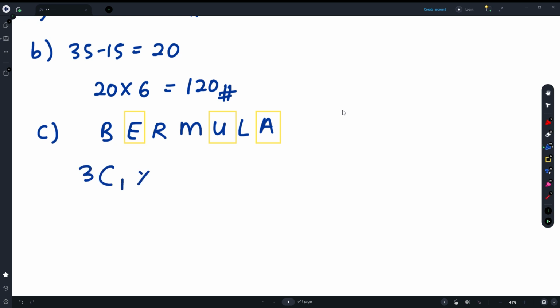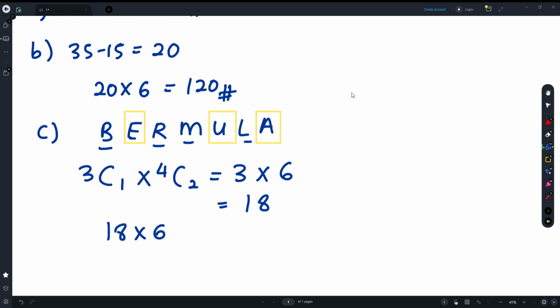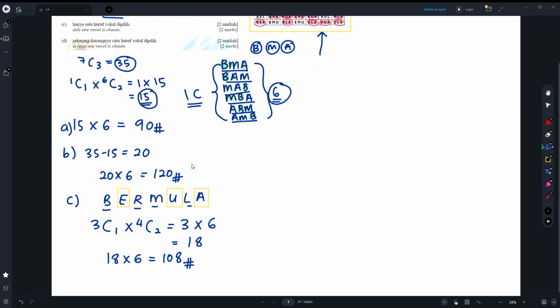I'm going to choose one of them and then balance the consonants 1, 2, 3, 4. From the 4, I'm going to choose another 2. So here I'll end up getting 3 multiplied by 6, which is equivalent to 18 combinations. Likewise, for all the 18 combinations, when I permutate, each combination will have 6 different permutations. So it's going to be 18 multiplied by 6, which will give us 108 as our final answer for C. As simple as that.